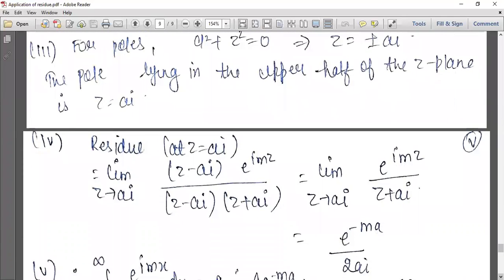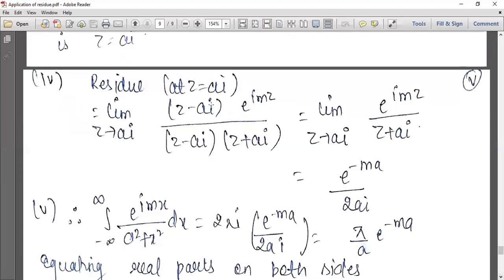So I will calculate the residue at z equal to a iota. This will be (z minus a iota) into e raised to the power imz over (z minus a iota)(z plus a iota), where e raised to the power imz is your function capital F(z). So this term will get cancelled. I will be left with e raised to the power imz divided by z plus a iota. And now replace z with a iota. Iota square is -1, so this will be e raised to the power minus ma divided by 2a iota.